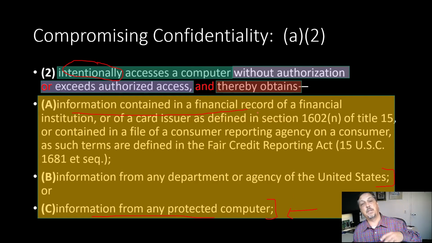Now, when we go through the penalties for the crimes, you'll see that the different kinds of crimes are at different levels of severity, and the different levels of severity result in different levels of punishment, different levels of possible jail time. So this is the lowest level of jail time, but it still is a federal crime that can result in jail time.